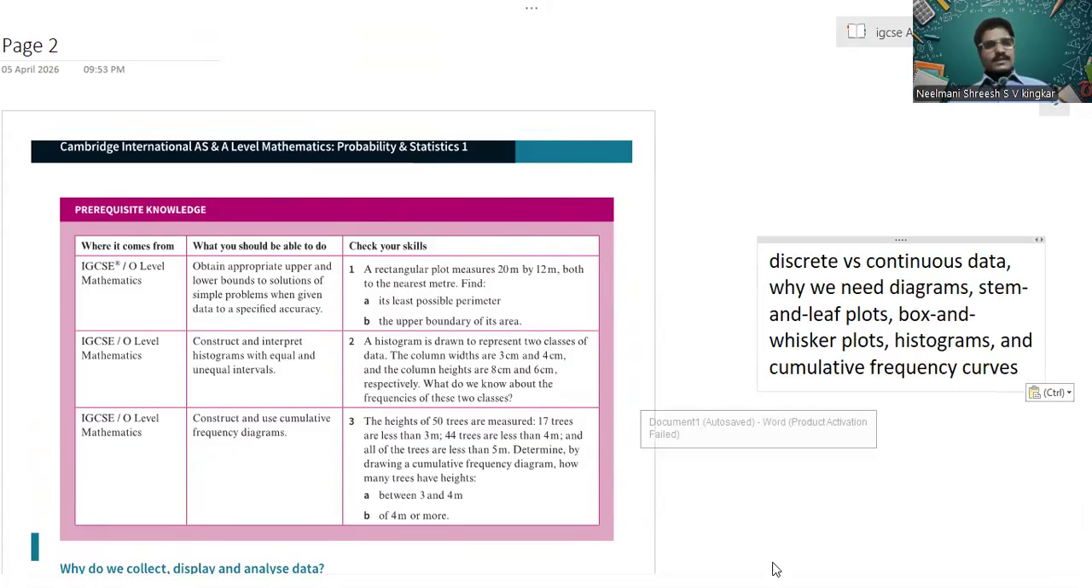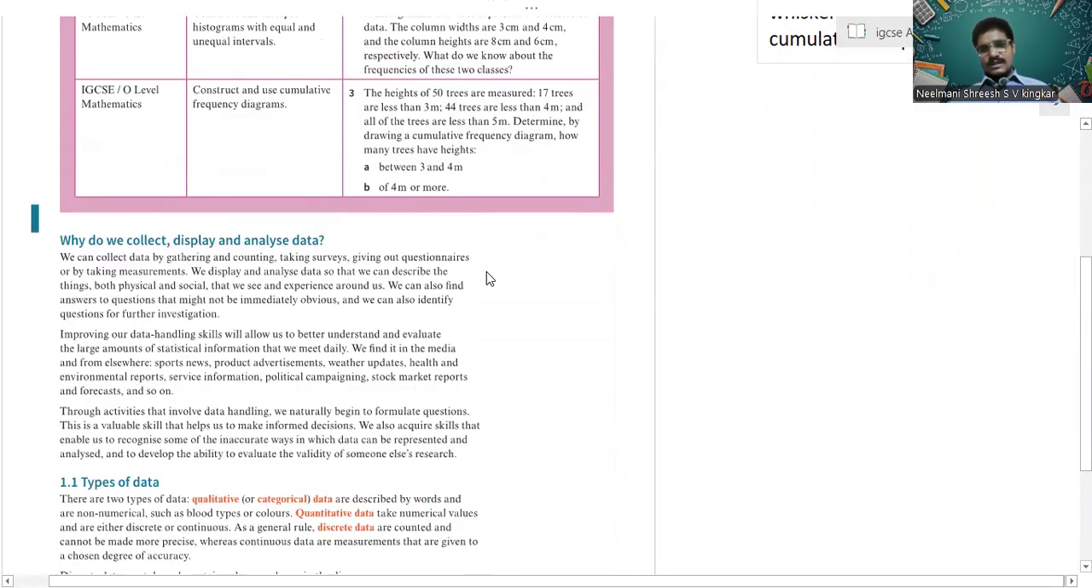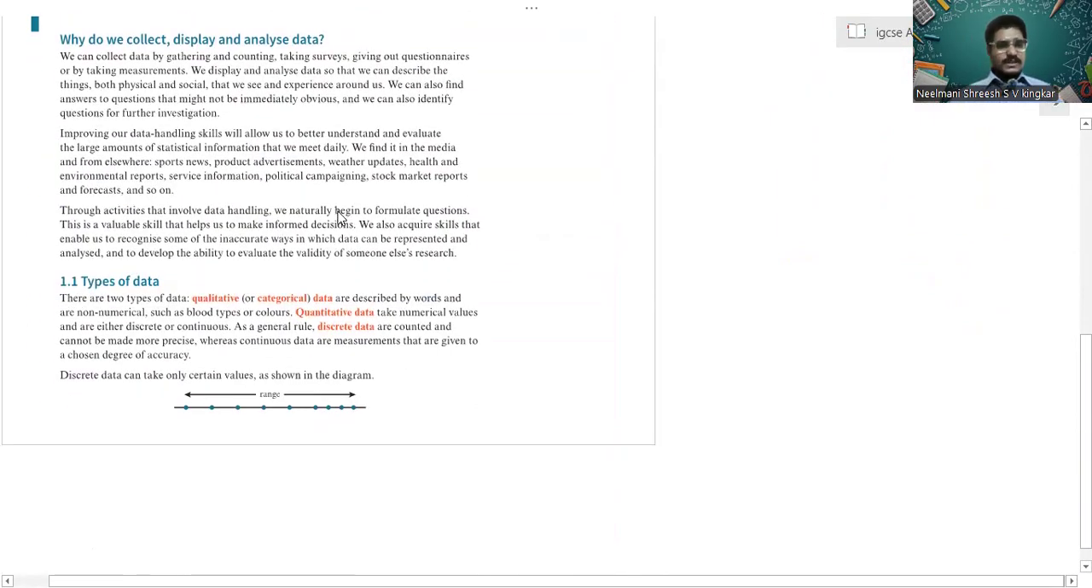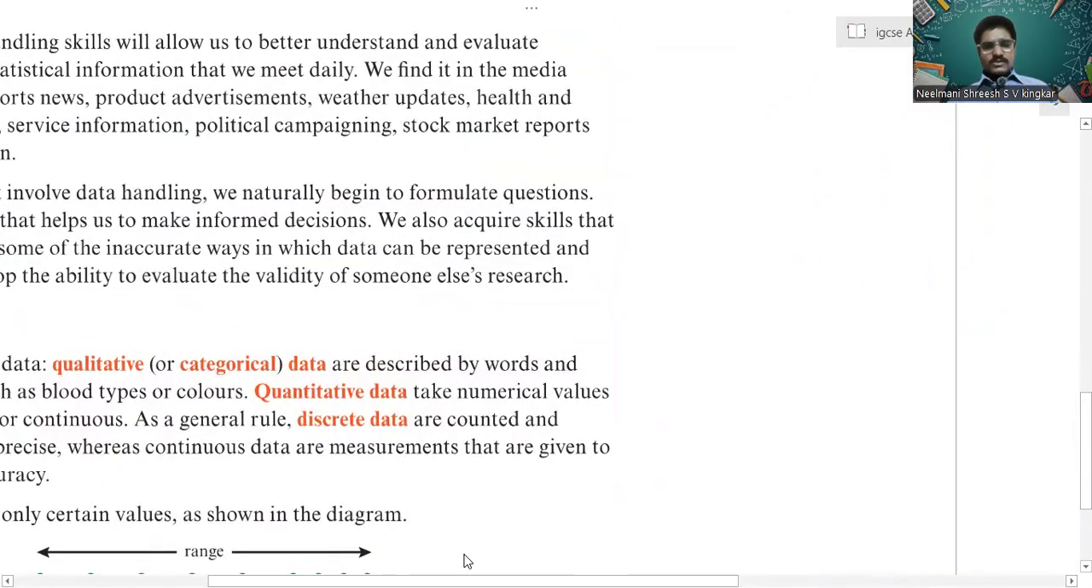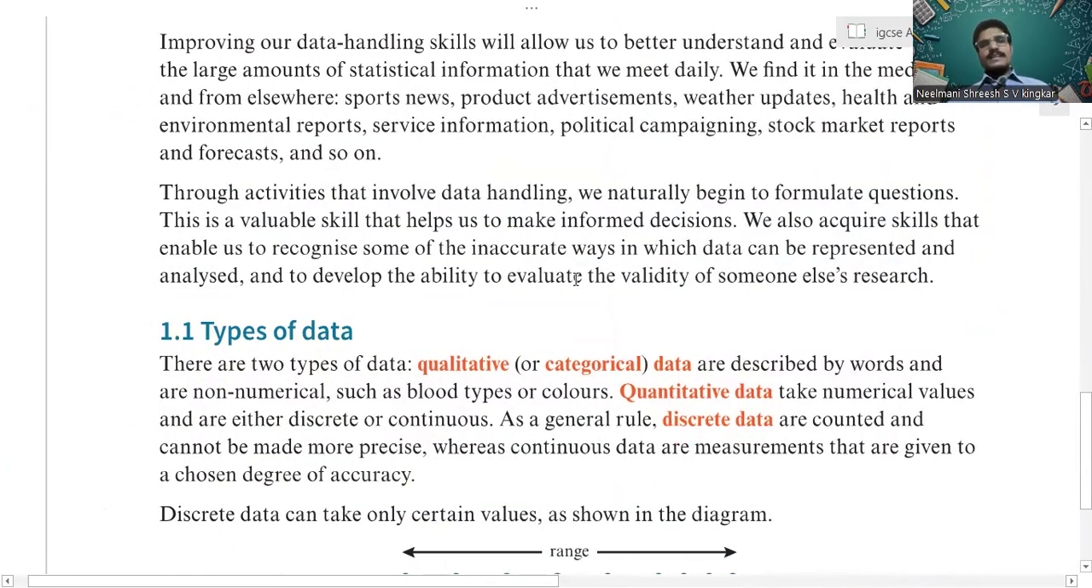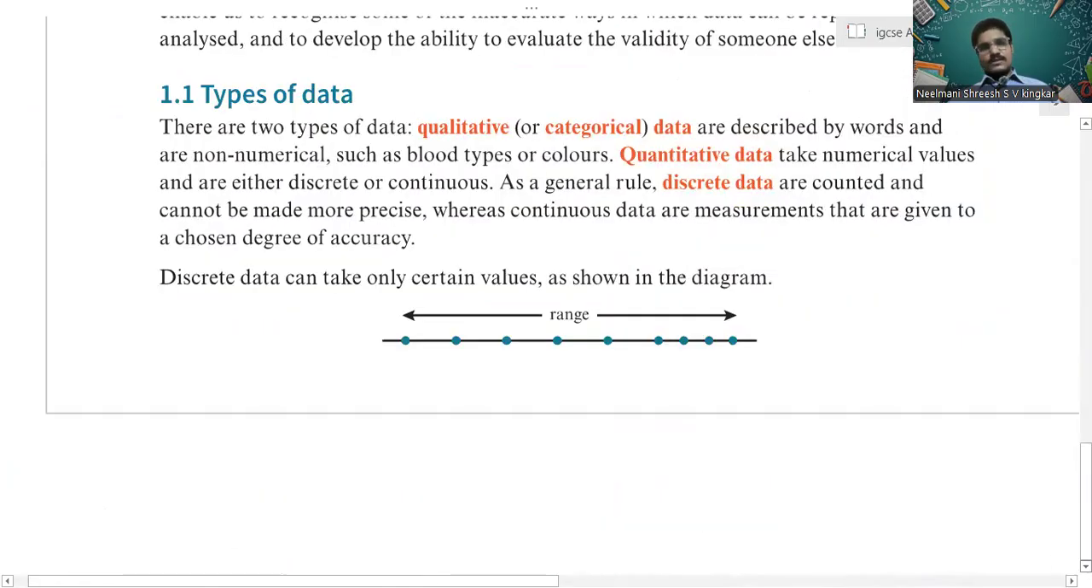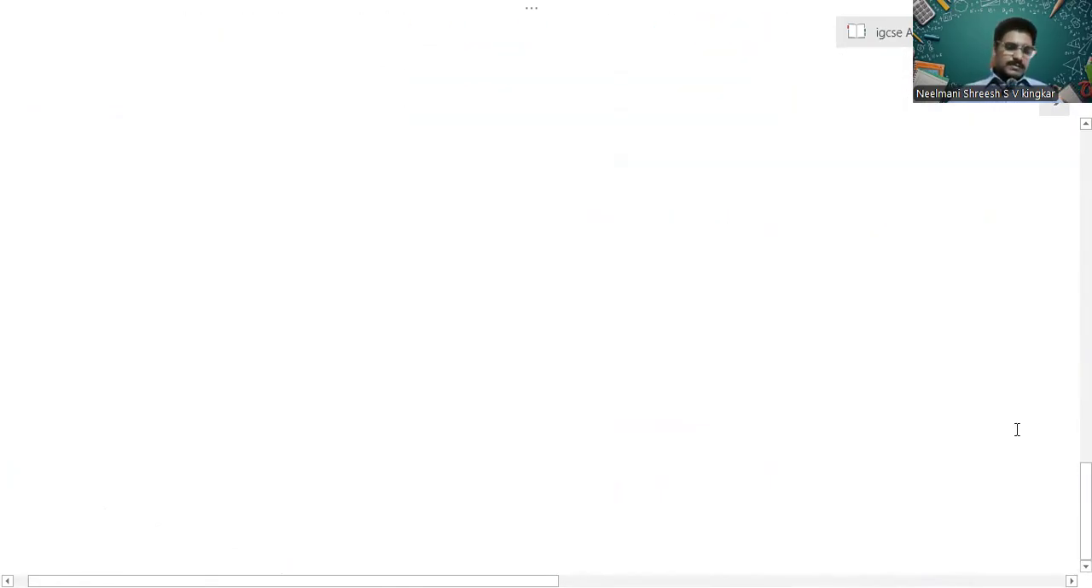Let's start with the basics of it. First understand that there are two main types of data. Whenever we talk about data, it's given that there are two main types. The first one is known as the qualitative data, and the second one is known as the quantitative data. Okay. Now, what is qualitative data? Qualitative data is basically something which we say in words. Let's say the blood groups. This is a kind of qualitative data.